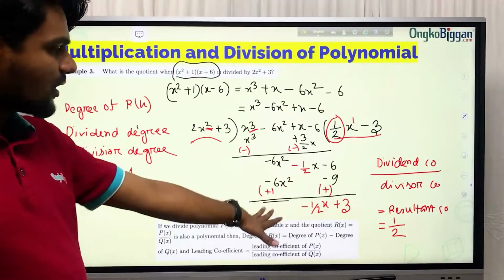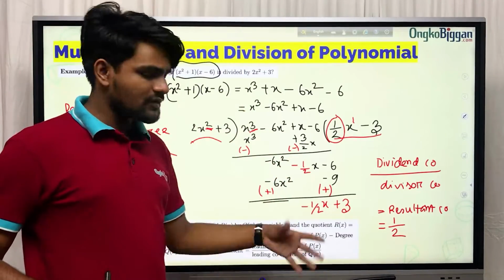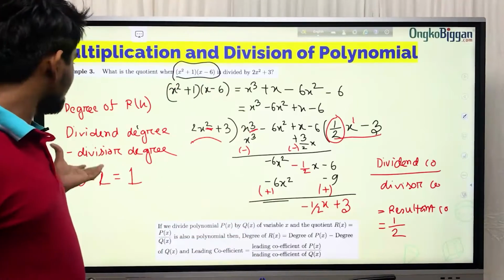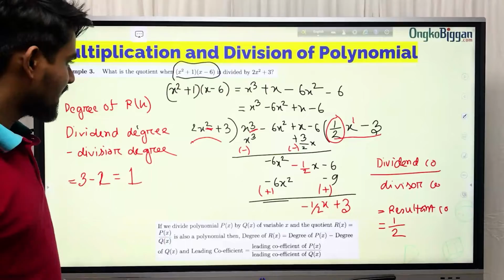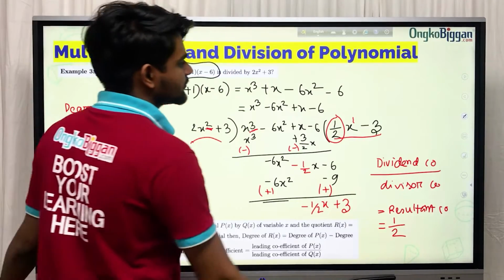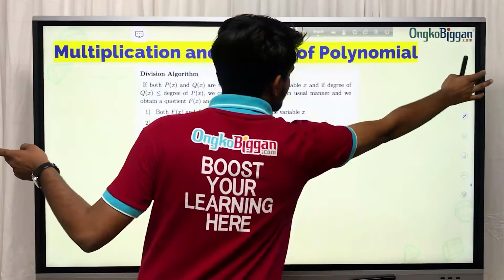So these are some of the shortcut ways of finding the coefficient of the resultant directly, and similarly finding the degree of the quotient in a shortcut way. So this is what it is, and I don't know why the control key switched to the right side.